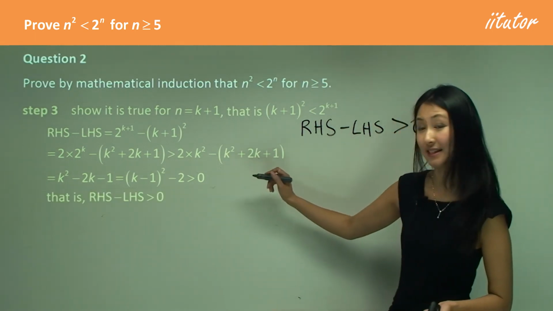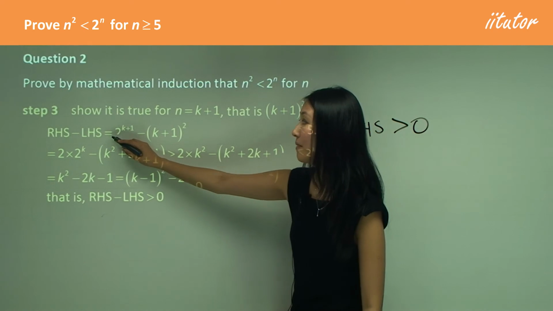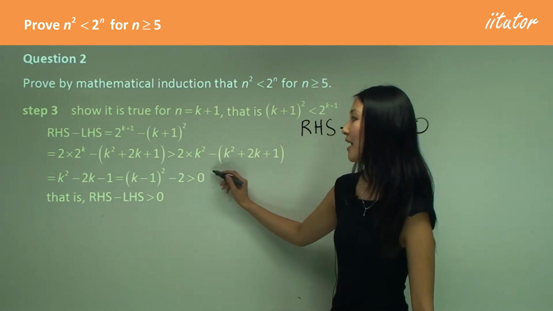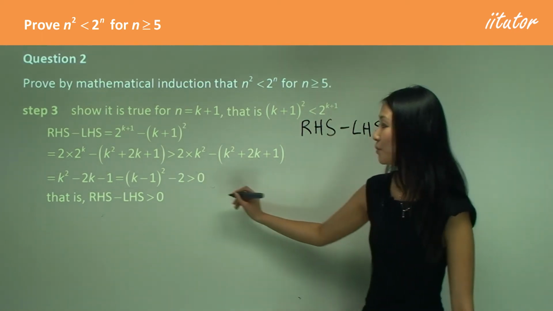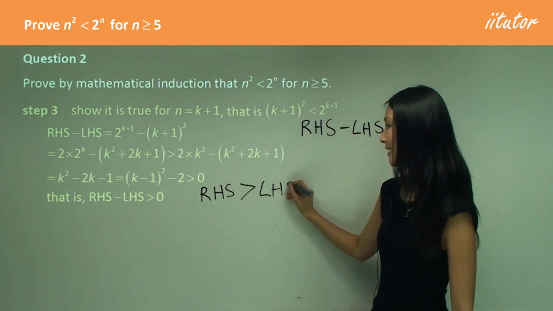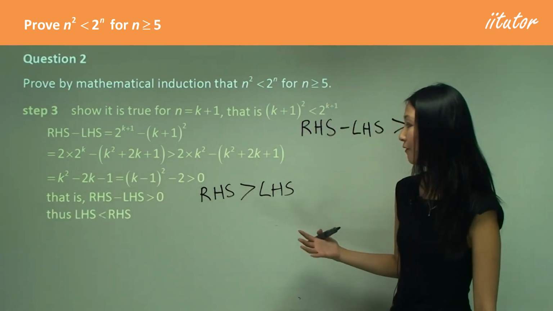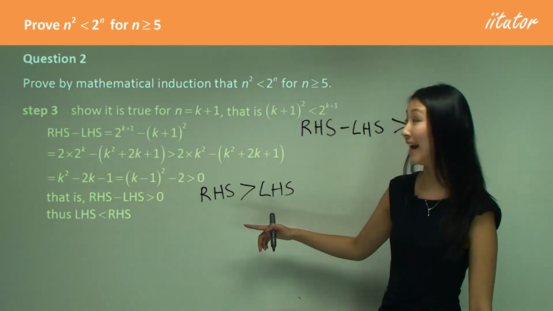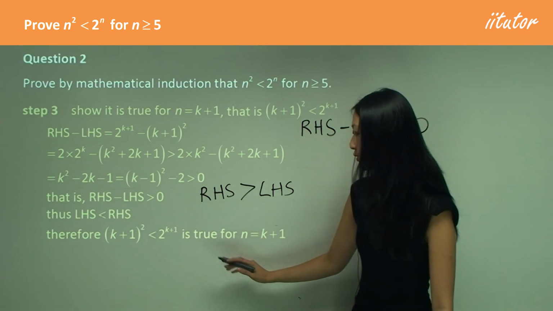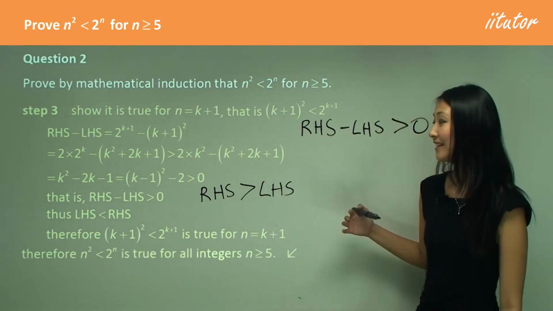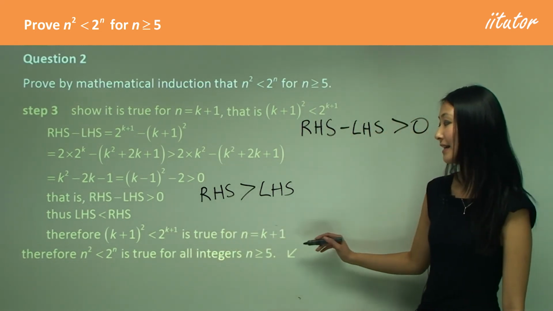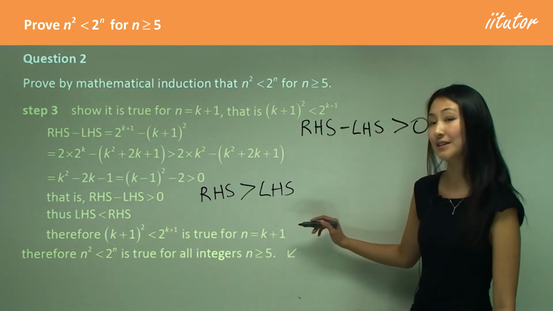This is always greater than 0, so we can say that the right-hand side minus the left-hand side is greater than 0. Because this is all equal to, this is greater than, this greater than, we've proved that this is greater than 0. Now moving that to the other side, we've proven that the right-hand side is greater than the left-hand side. Just move that to that side. Therefore, the left-hand side is less than the right-hand side, which is what we wanted to show originally. So therefore, this is true for n equals k plus 1. And in our conclusion, we can just write, therefore, for n squared less than 2 to the power of n, it is true for all integers n greater than or equal to 5.